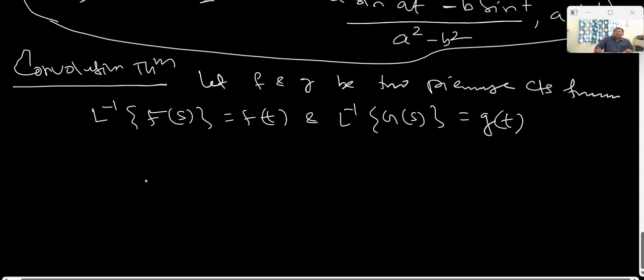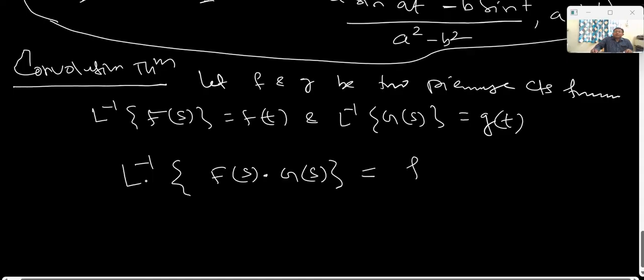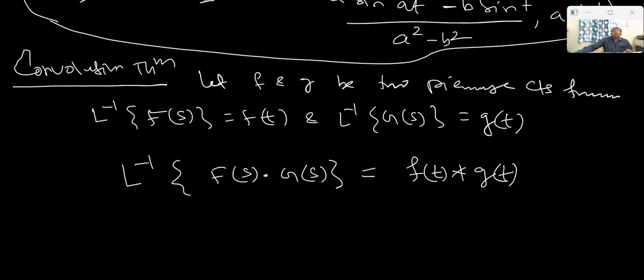Then what is the product F(s) into G(s), right? And you find the inverse. Now this is nothing but f(t) convolution g(t), right? So already you know the formula for the convolution.